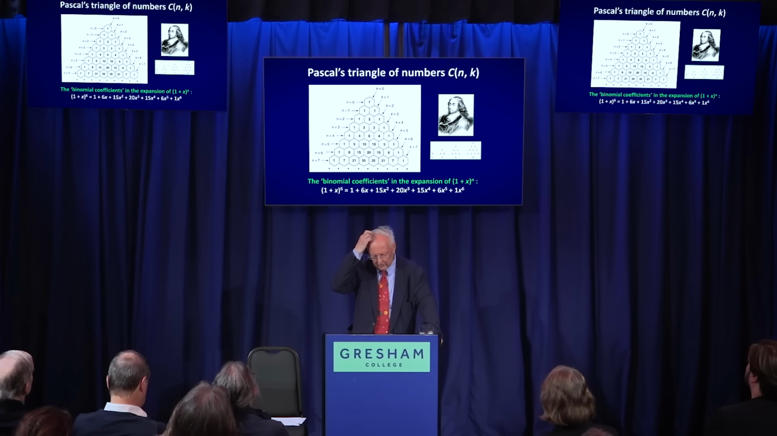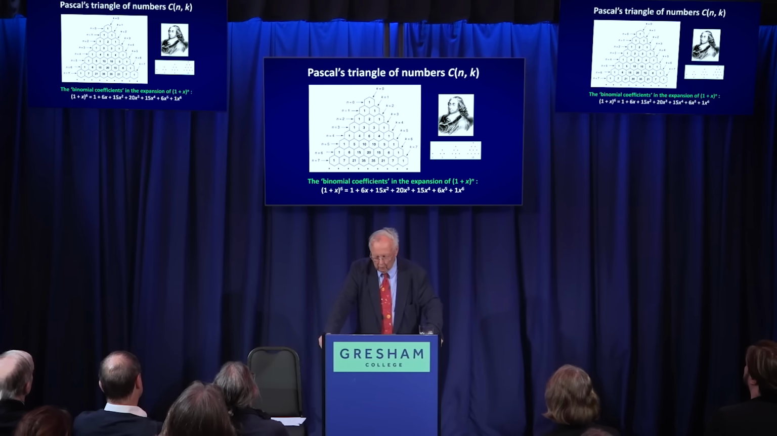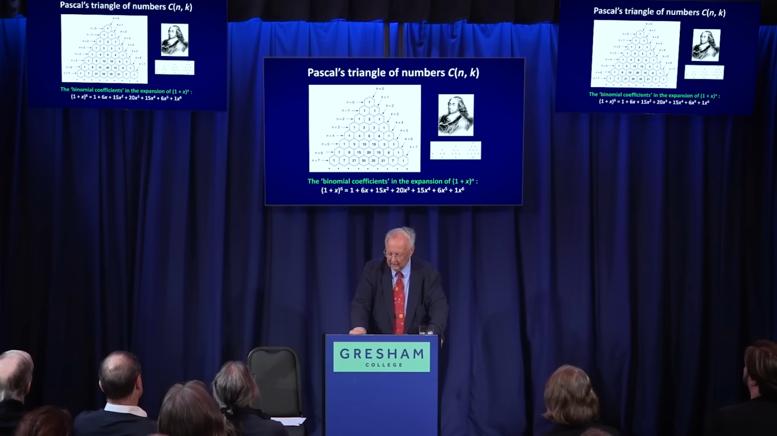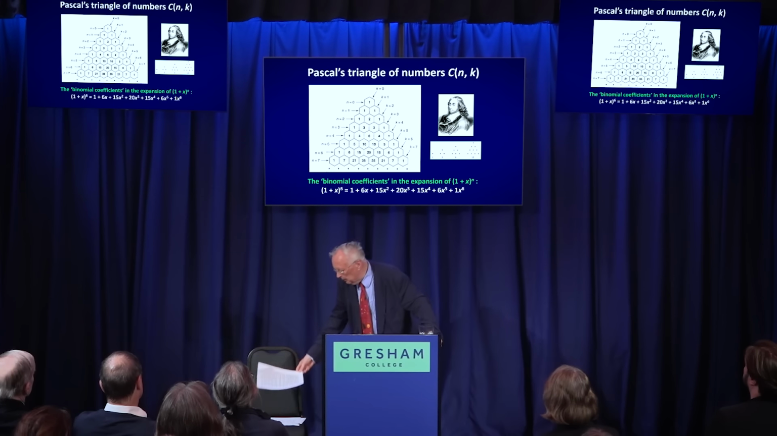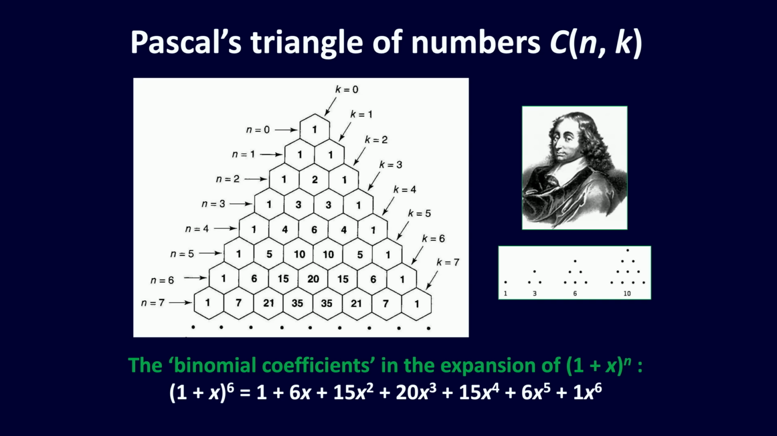Now, the combination numbers Cnk that appear here are often called binomial coefficients because they arise when we multiply out powers of a binomial or 2-term expression such as 1 plus x. For example, if we multiply 1 plus x to the 6th, we get the expression below where the coefficients 1, 6, 15, 20, and so on are again just the Sussruta numbers.